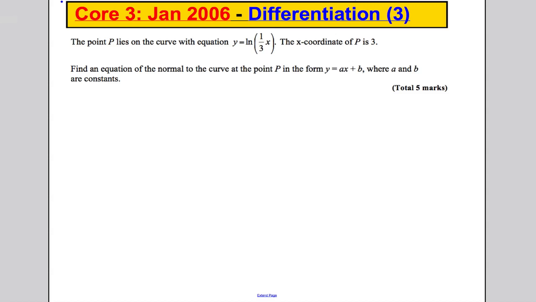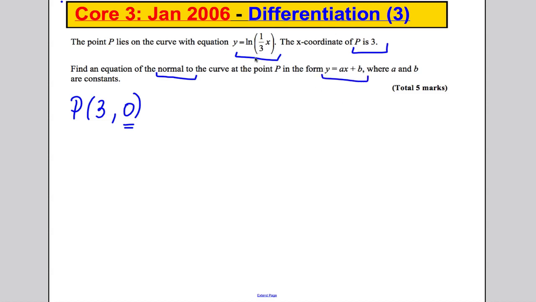We've got our curve here, y is equal to this. We're told that the x-coordinate at a point P is that. So we know that x is 3. What happens when I put 3 in here? Well, I get ln 1, which is 0. So I know I can find that one out easily. The point P is x is 3, y is 0. Find the equation of the normal to the curve in that form.